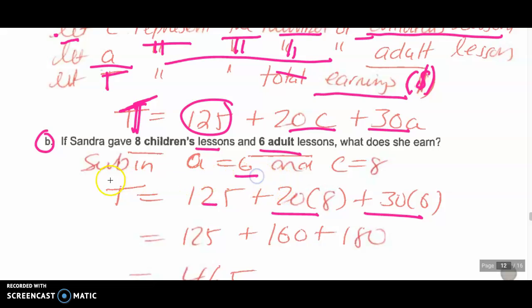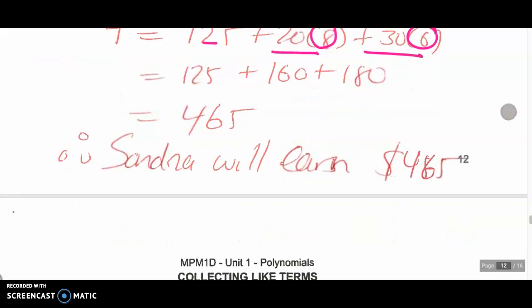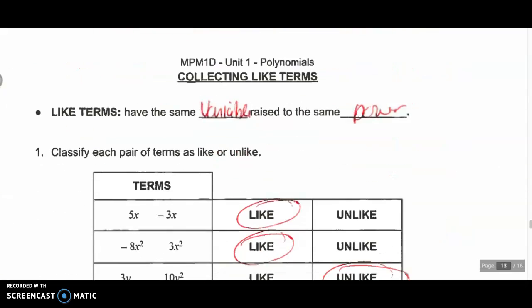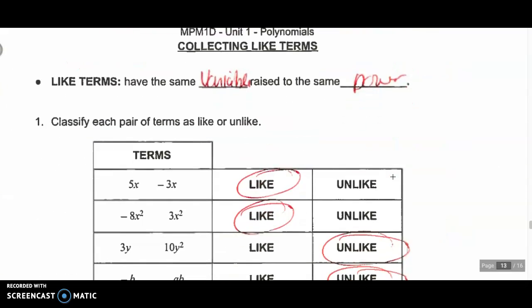So A is 6, so sub in A equals 6, and C equals 8. I have these in kind of backwards order here, so I could have put C equals 8 and A equals 6. It doesn't matter, but sub them in the right spot. 8 children's lessons go here, 6 go here, and multiply and add. So that's what she earns. Okay, so that's the word problems, which are great.